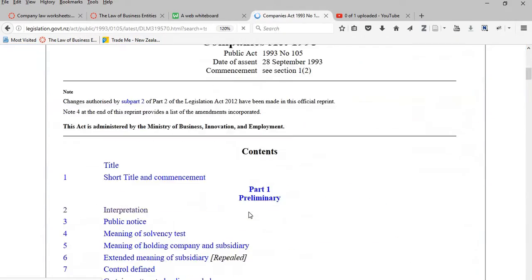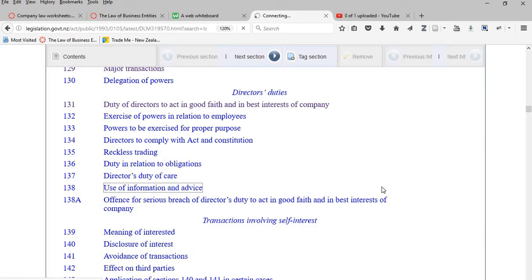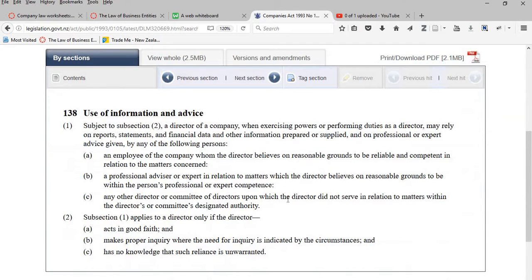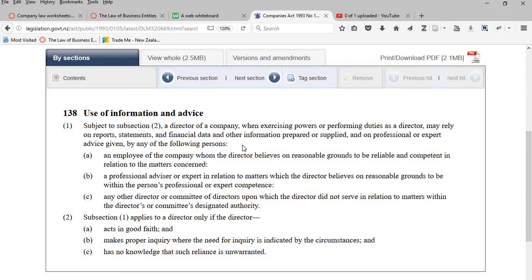So we'll go through to 138. Here it is, use of information and advice. A director of a company, when exercising the powers and duties, may rely on the reports, statements, and financial data prepared or supplied and on professional or expert advice given by any one of the following persons. So this is our defence. This accountant would have had a good defence if he had actually sought the advice of an exporter. If the exporter got it wrong, the accountant would actually be safe.